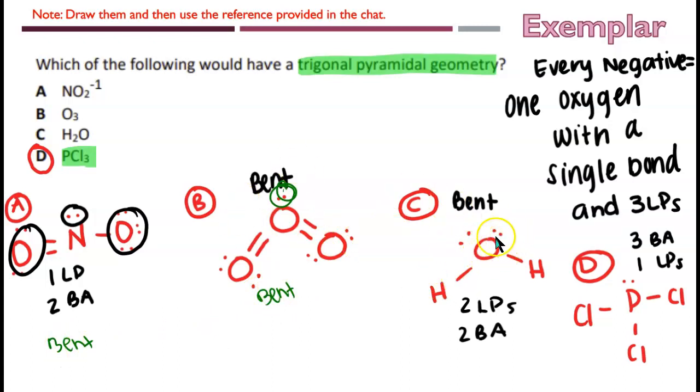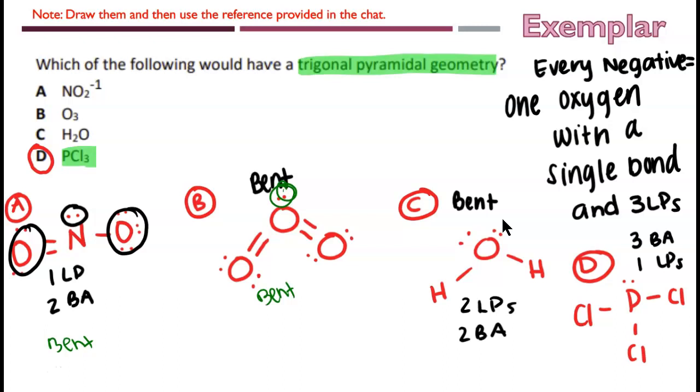This one, it has 2 atoms attached and 2 lone pairs. And when you look at it, it has a steric number of 4, because 2 plus 2 is 4. And then you look for 2 lone pairs, 2 atoms attached. It is also in the bent shape. So that means it's probably going to be D.